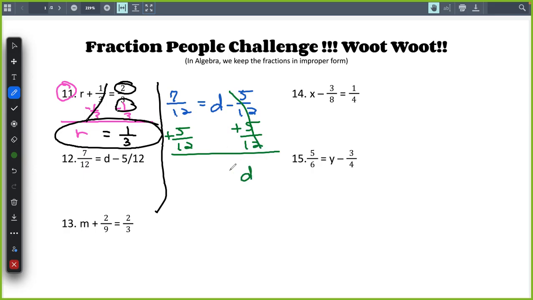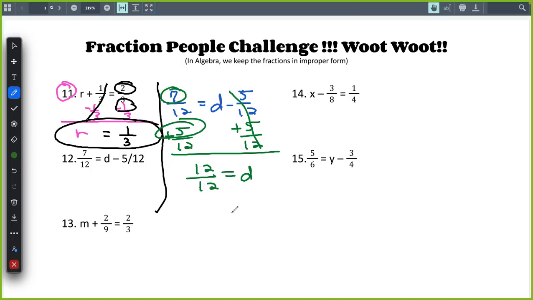And of course, this zeros out. Then I'm just left with D equals. And I'm so lucky that my denominators are the same. They're both 12. So I just have to deal with the numerators. And I'm adding 7 plus 5, which is what? 12, and my denominator is 12.